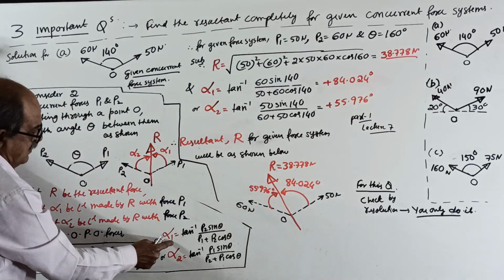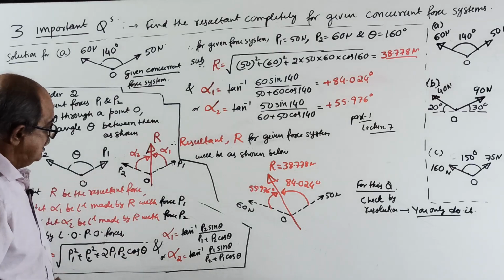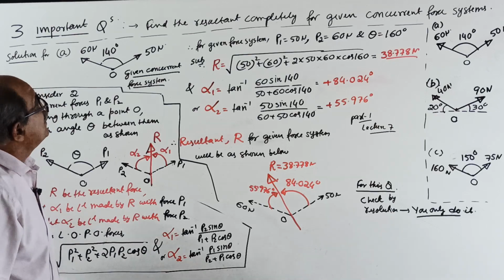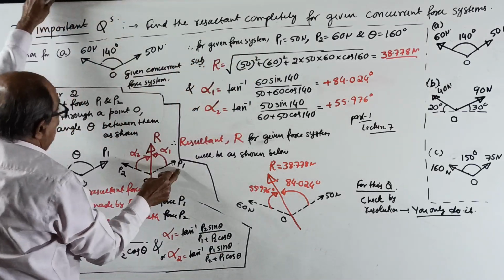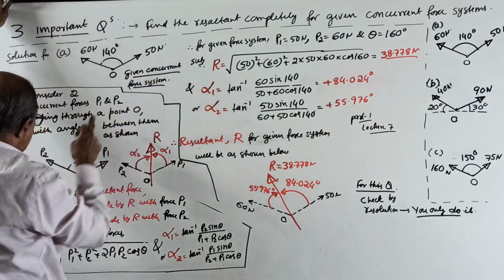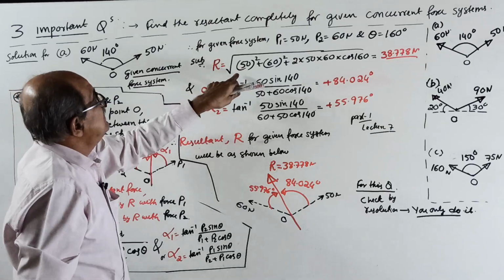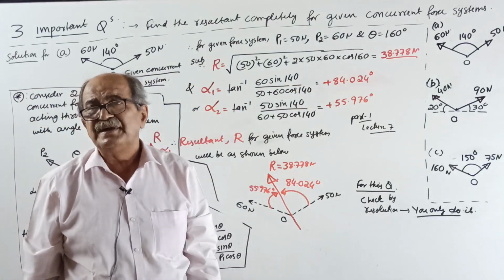Okay, right. Formula for alpha 1, formula for alpha 2, correct idea. Alpha 1 equals tan inverse of P2 sin theta divided by P1 plus P2 cos theta. Similarly alpha 2 with P1 sin theta, correct. This is the formula. Now continue. For the given force system, P1 equal to 50 Newton, P2 equal to 60 Newton, theta equal to 140 degrees. I substituted, got the resultant. I already calculated to save time.